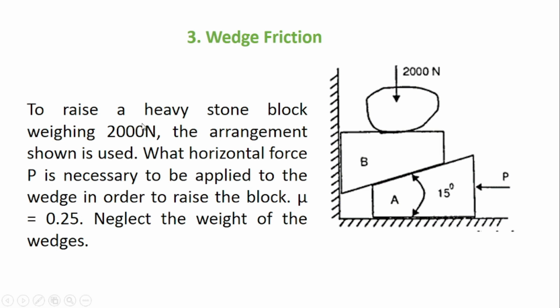To raise a heavy stone block weighing 2000 Newton, the arrangement shown is used. What horizontal force P is to be applied to the wedge in order to raise the block? Mu is equal to 0.25. Neglect the weight of the wedges. Now mu is the coefficient of friction. It is common for all the surfaces. Wedge A and wedge B are shown, so you can neglect the weight of wedge A and B. And a stone of 2000 Newton is kept on the block B.